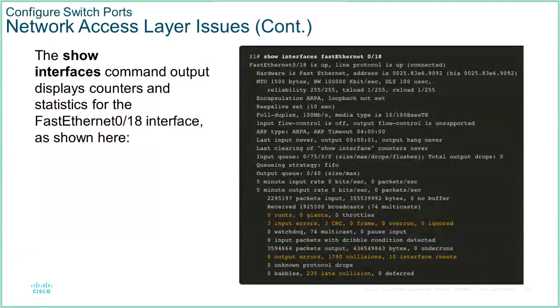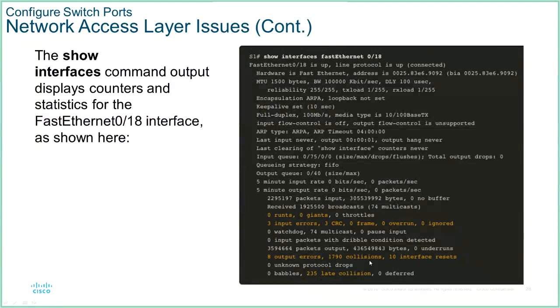Then you've got the error types. You have your runts, so frames that were too small, giants, frames that were too large, CRC check errors on your frames. Generally they occur when there's a collision, for example, some form of error during the transmission of the frame, and then you just have your output errors, collisions with other frames while it was trying to send.